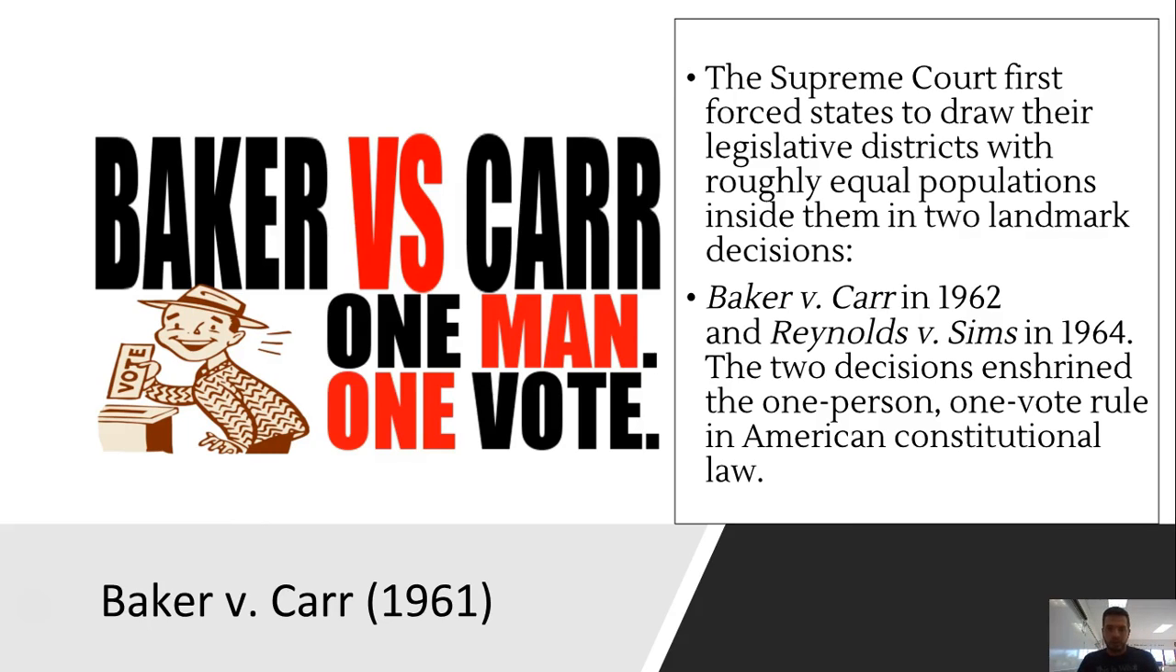That is one of the Supreme Court cases that AP has definitely said you need to know. So they enshrined what's called the one person, one vote rule in American constitutional law, which meant that, since every district is going to have roughly the same amount of people, each person's vote is going to count the same towards the representatives. So that's Baker v. Carr. We'll learn more about that in class.